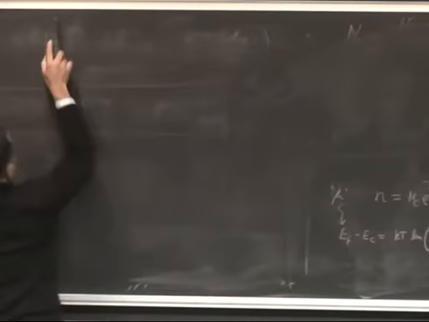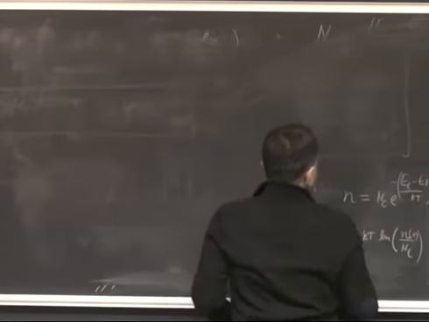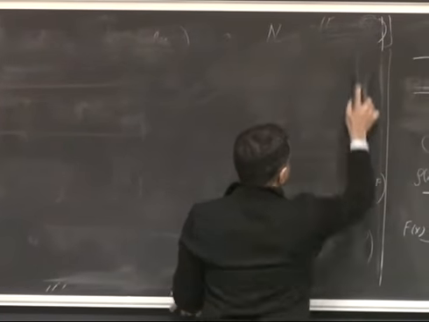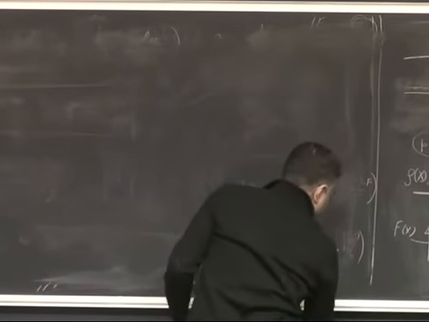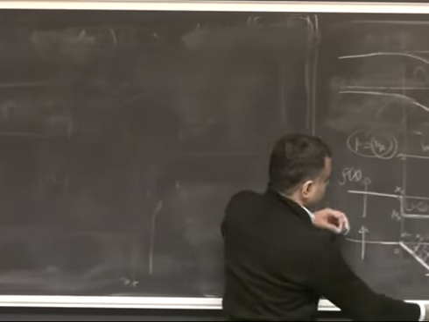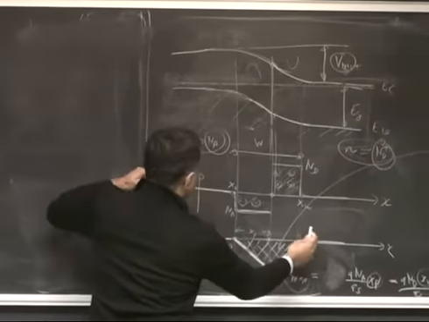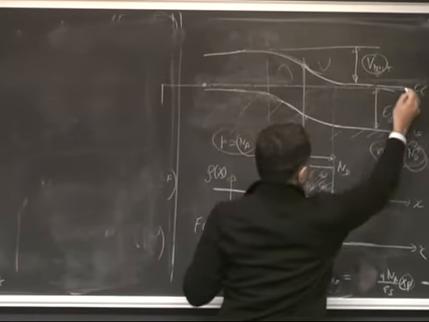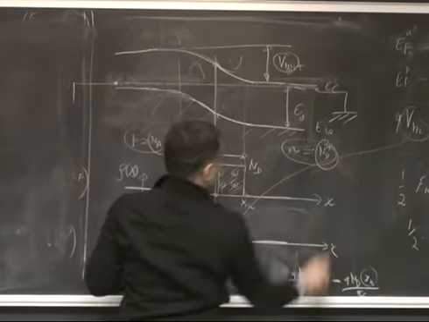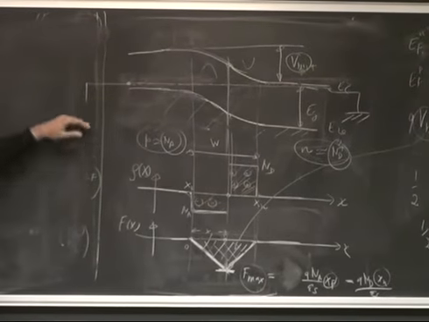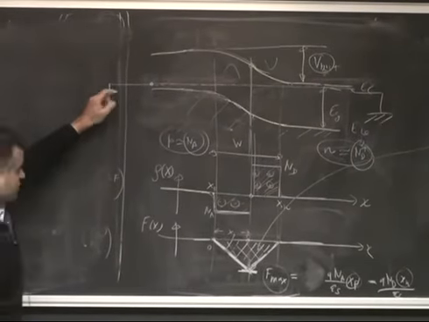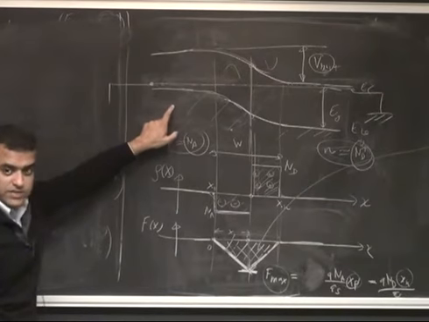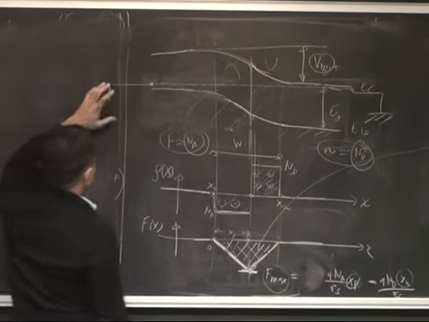Let's erase that. Even that part can go now. So we're going to apply a reverse bias. Let's say this side is grounded. A reverse bias means that I'm going to apply negative voltage to the P-type side, or positive to the N side. That's reverse bias.